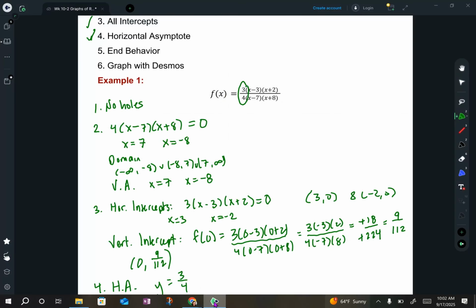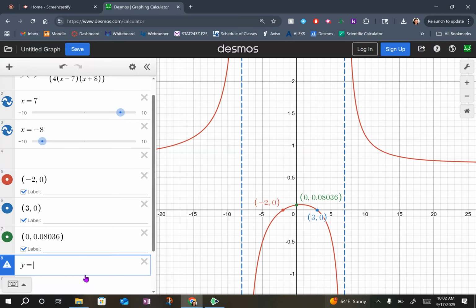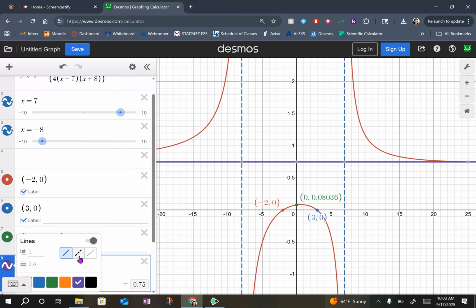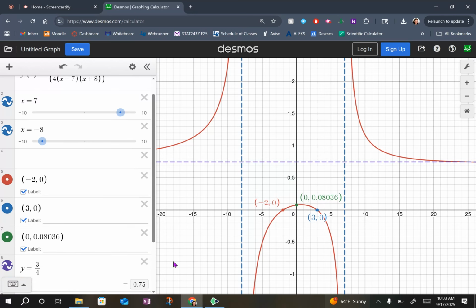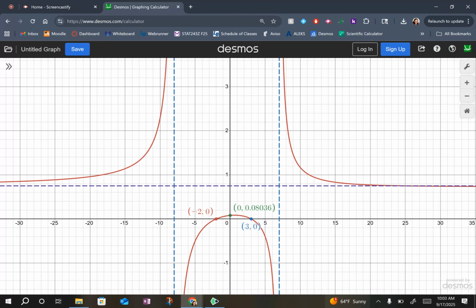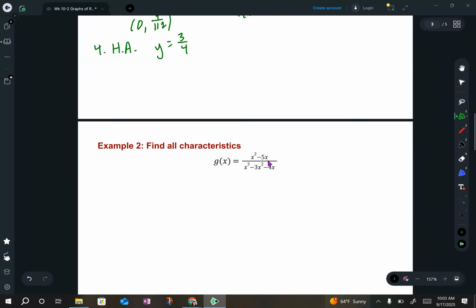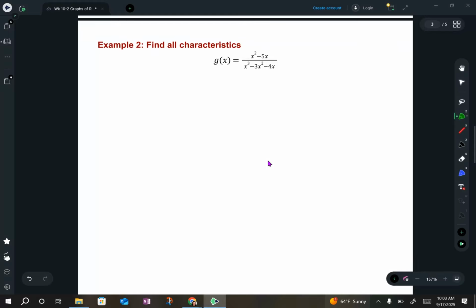And finally, we have my horizontal asymptote at y equals 3/4. So let's go ahead and put that in. y equals 3/4. And let's make that a dashed line too, because I like that for horizontal asymptotes, or just asymptotes in general. And then let's close this up, and this is my graph, and it looks pretty good, right? And those are all the characteristics we found, and now we are looking at the graph. All right, so what I want you guys to do now is pause the video and do all those things again with this new function. All right?